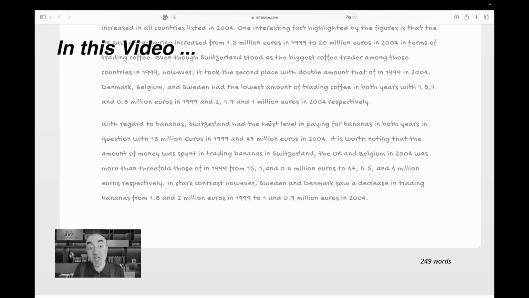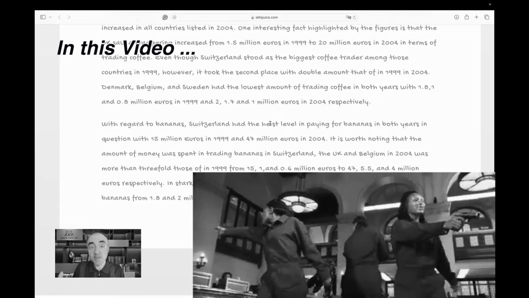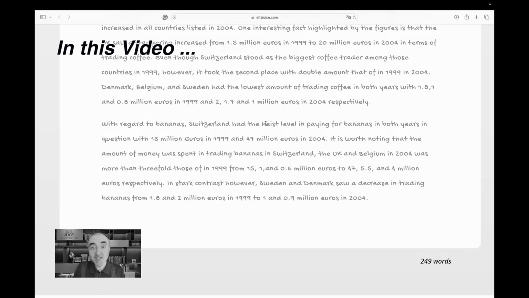Heist in Switzerland with all those banks and gold reserves? There was a heist? If this sentence, this word was correct, it would have made headlines.